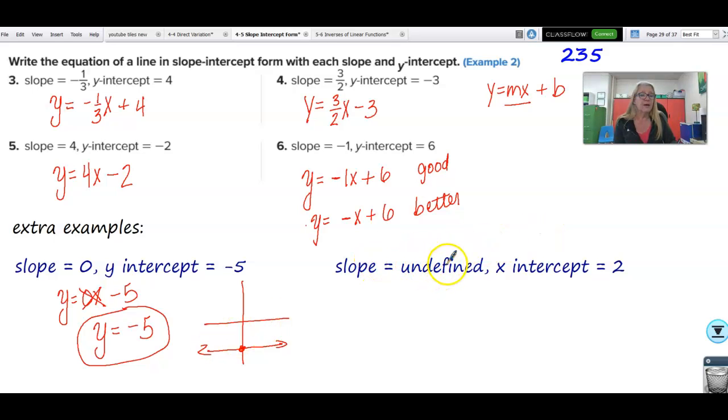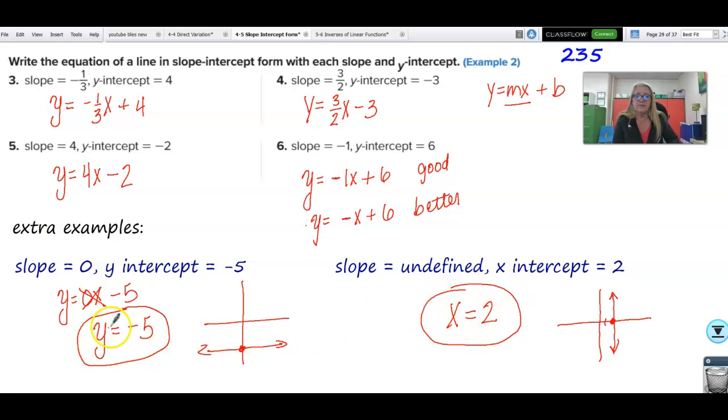Over here, we have an undefined slope, and we have an x-intercept of 2. What that means is this equation is going to say x equals 2. There is no y. Okay, there's no y because this is a vertical line, and it won't hit y. It's going to only, like here's 1, 2, it's going to go right through here, and it's going to be a vertical line. Okay, just like that. So this is a vertical line, the form of a vertical line. This is the form of a horizontal line. Will I put those on a test or a quiz? No, I will not. I just want you to know that they can happen. Okay.